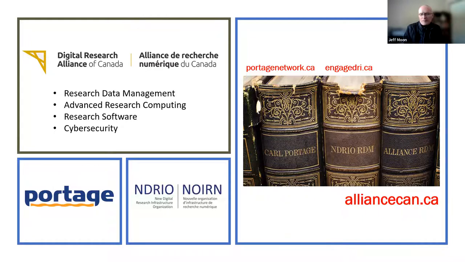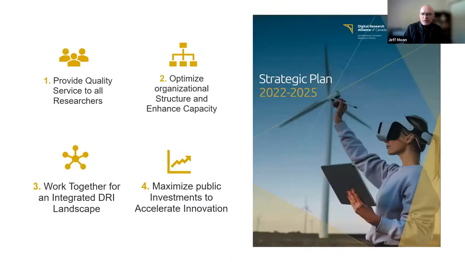So with that four-part mandate, the Alliance has developed a strategic plan. And I was really grateful to see Chris's strategic plan going up there for the AGU. The plan at the Alliance was months in the making and benefited from input from over 1,000 individuals across the DRI ecosystem in Canada. It highlights our commitment to the four strategic objectives shown on this slide.